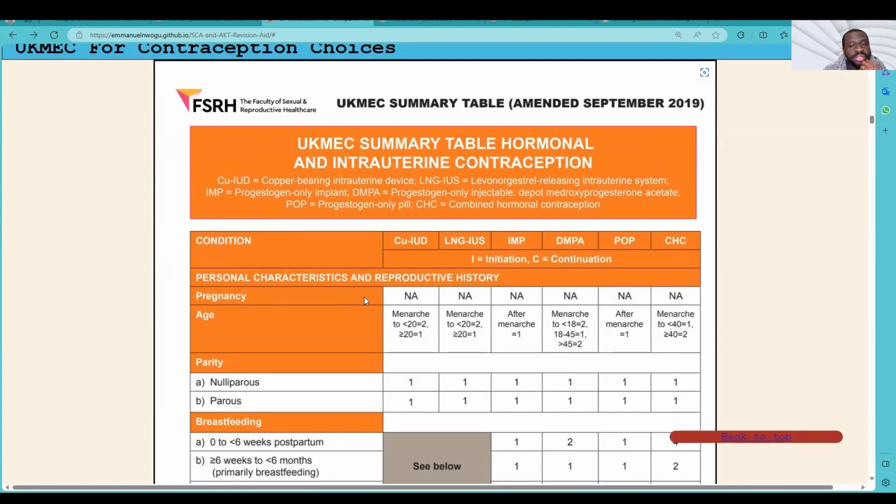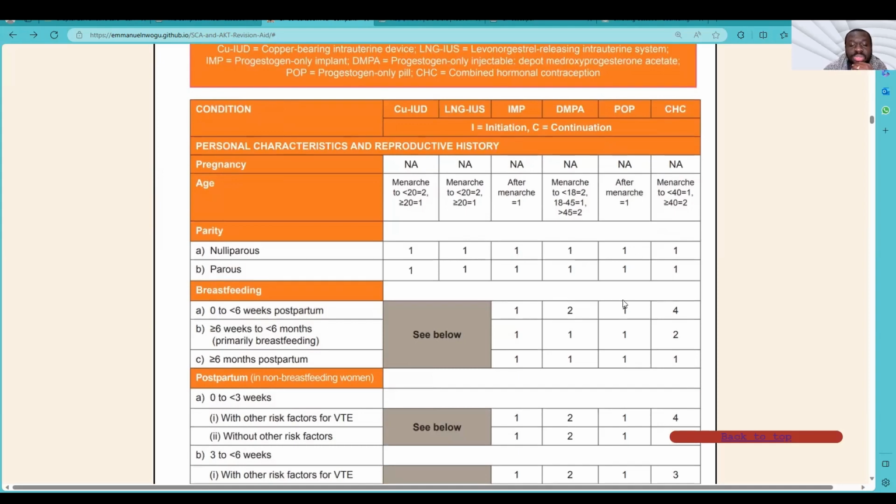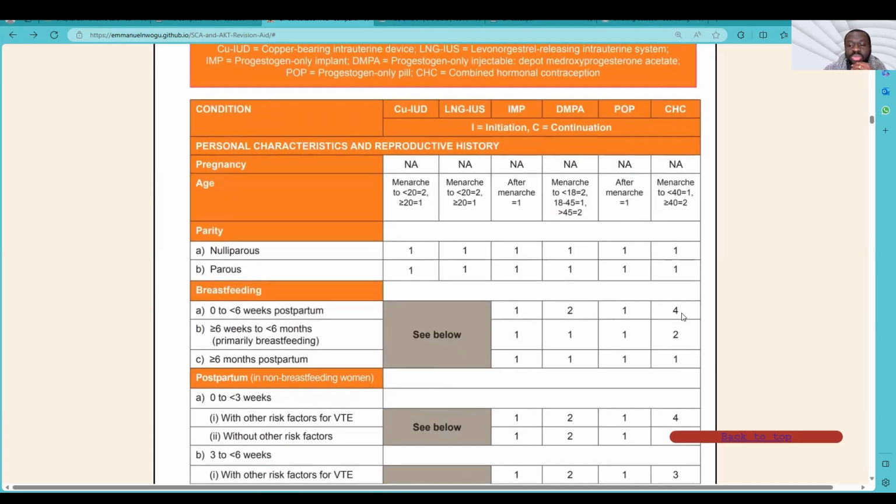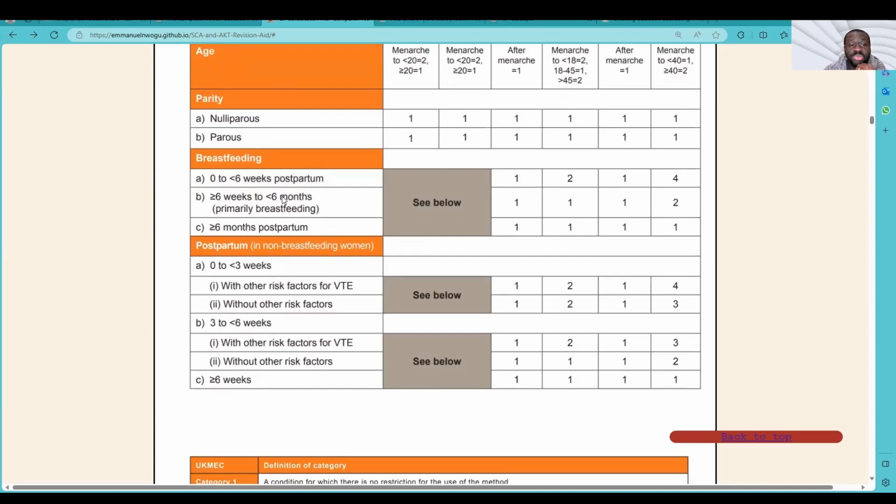Contraception and UK MEC is quite important to know. What are the common contraceptives with contraindications to combined hormonal contraception? That's one we usually need to be aware of. If a woman has just given birth, in the first 6 weeks postpartum, there is an absolute contraindication for combined hormonal contraception. That's the higher VTE risk stage.